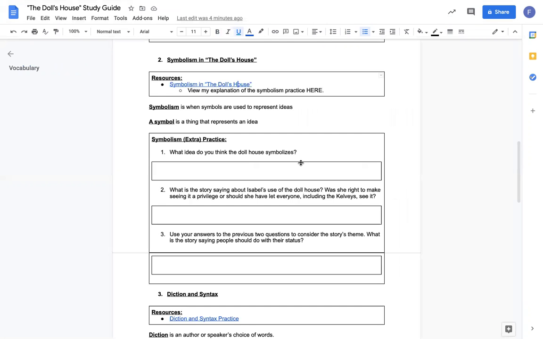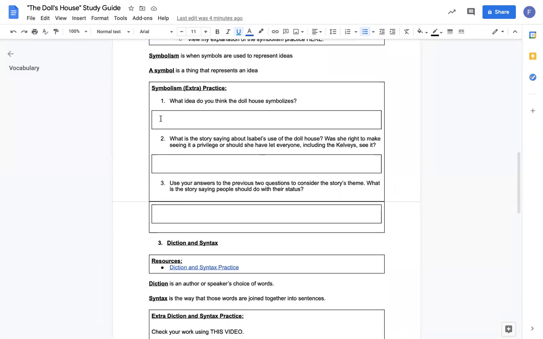Coming back to your study guide, I had you dig into this a little bit more, some additional ideas connected to symbolism. So I asked you again what you think the dollhouse symbolizes. This is kind of a repeat question, but for a good reason. So again, we're going to say here that it represents status. Taking this further, I asked you what the story is saying about Isabel's use of the dollhouse. Remember, she kind of uses it as a tool to gain more status. Was she right to make seeing it a privilege, or should she have let everyone, including the Kelbys, see it?